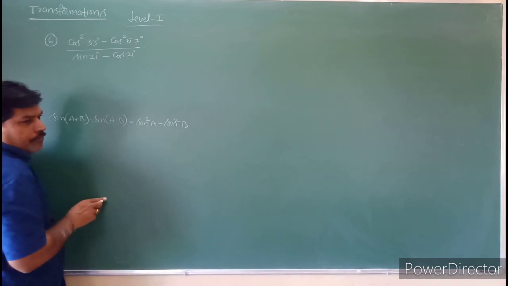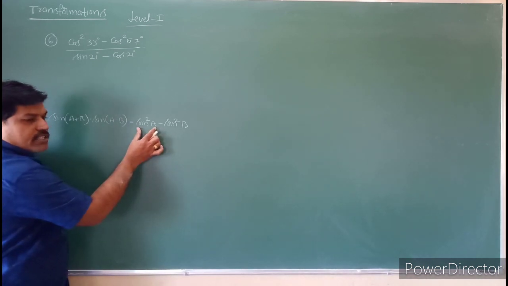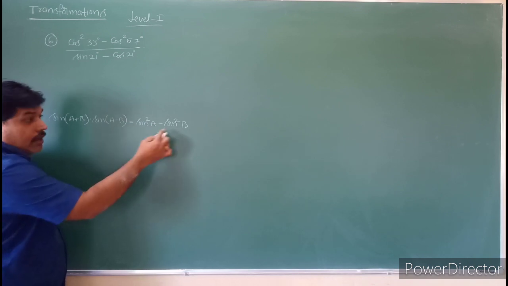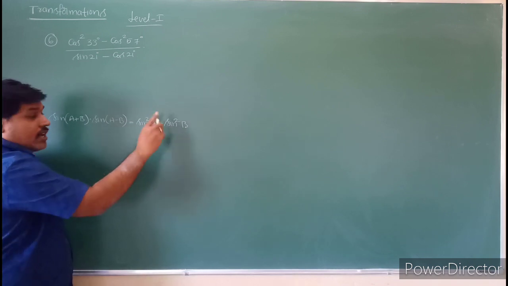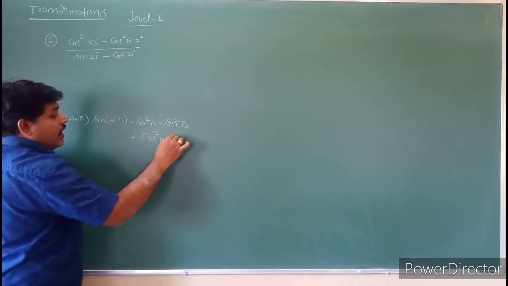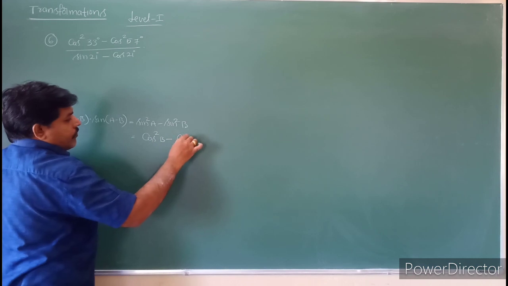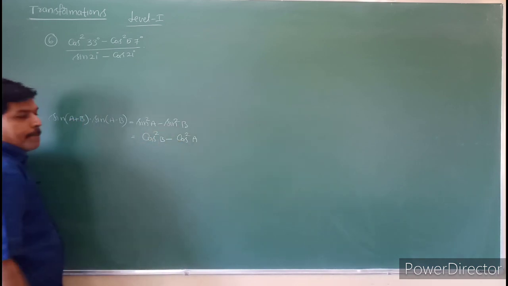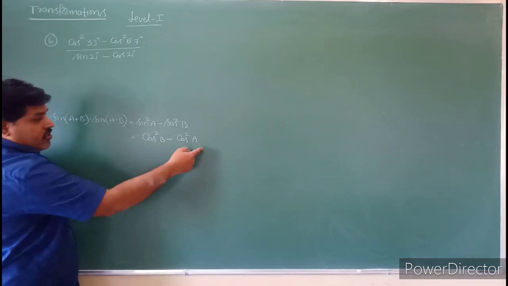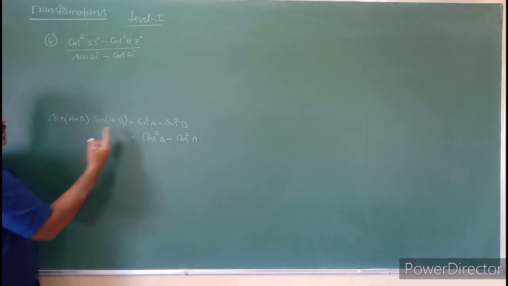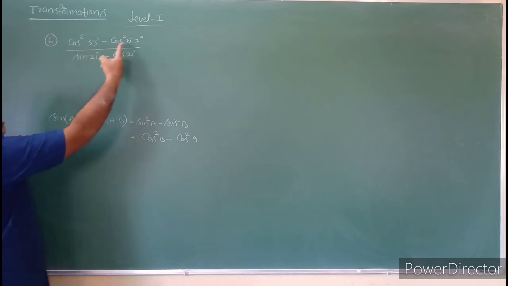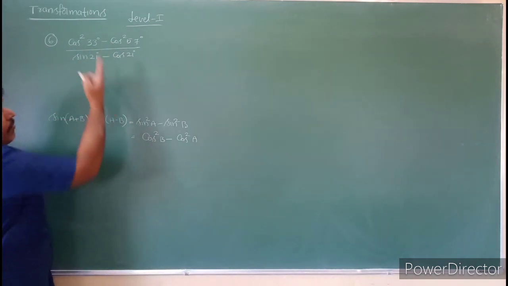And also, we can change sine square A in terms of cos: 1 minus cos square A, and 1 minus cos square B. What happens? It will become cos square B minus cos square A. So cos square B minus cos square A value is sin of A plus B into sin of A minus B. That's why I have written this formula.